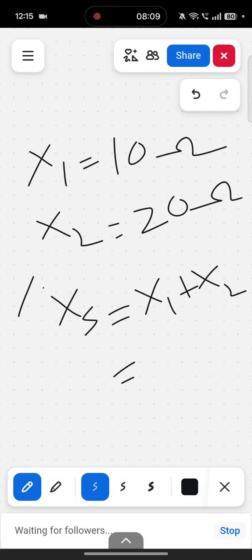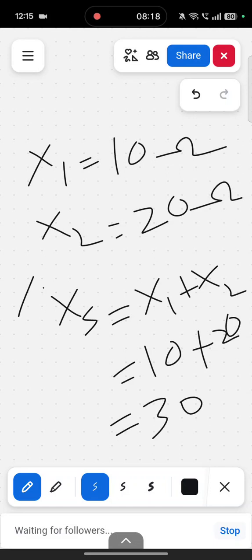The value of x1 is 10 ohms, the value of x2 is 20 ohms, so the equivalent resistance will be 30 ohms. This is the theoretical value of the unknown resistance. In the same way, experimentally you should get this value when you connect these two resistances in series. This is the major aim of this experiment, to calculate the unknown resistance in series combination.